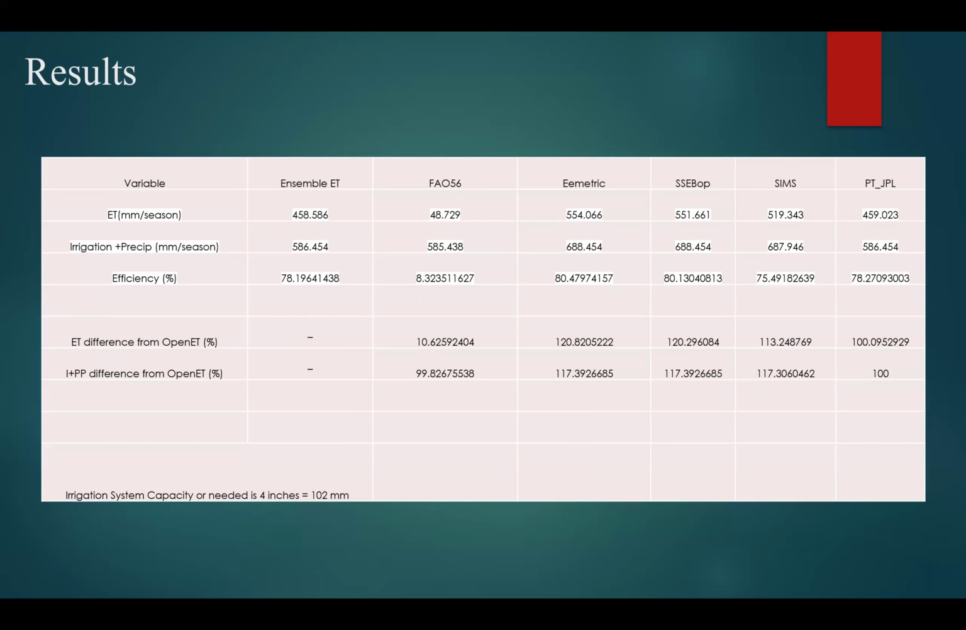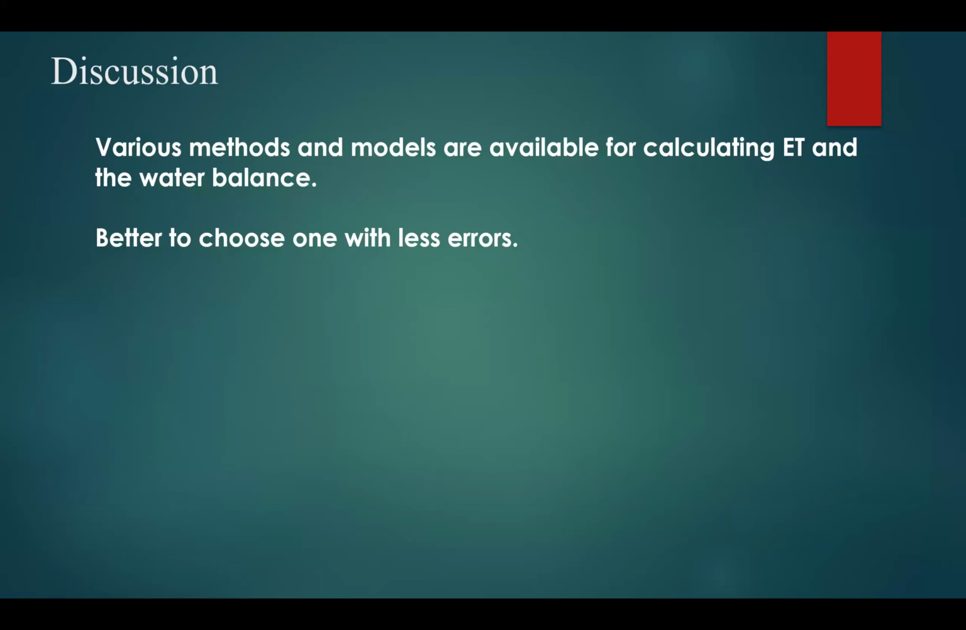So these are the results, and other than FAO 56, the model that I'm getting more efficiency from is METRIC, compared to the others. So various methods and models are available for calculating the ET and the water balance. I think it's better to choose the one that has the fewest errors.